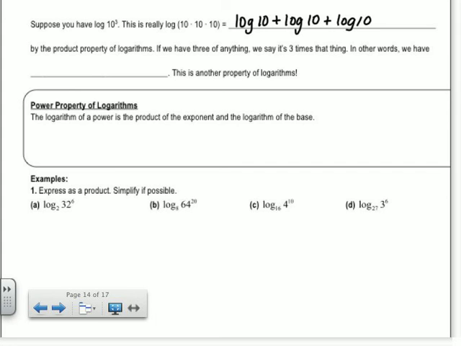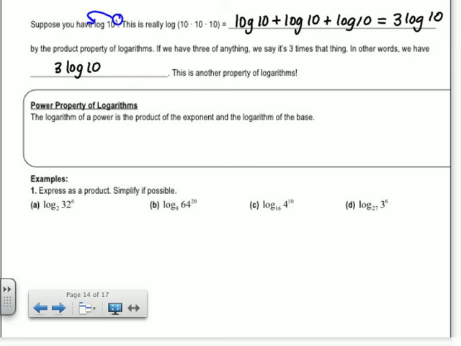Before, when you were first learning algebra, if you had x plus x plus x, how did we write that final answer? 3x, right? So I have 3 log 10s. So it's just 3 log 10. This is what blows everybody's minds about logarithms. If you have an exponent, like 10 to the third, the 3 can really go to the front. So it's 3 log 10. Very weird. If we have 3 of anything, we say it's 3 times that thing. In other words, we have 3 log 10.